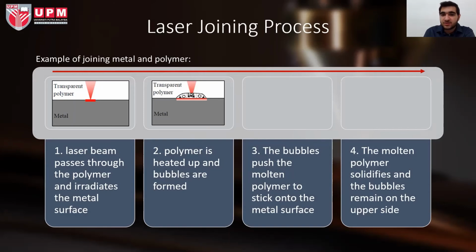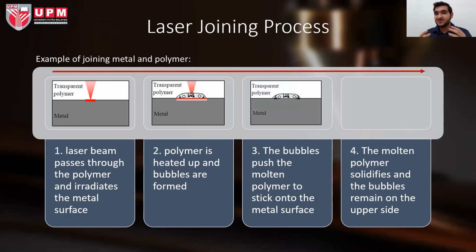So what do these bubbles actually do? After these bubbles are formed, we no longer need the laser. The laser device actually shuts down and the environment surrounding these two components starts to cool down. So these bubbles push the molten polymer to stick onto the metal surface, which is amazing. Now that bubble no longer has anything to heat it up, so the bubble starts to go away, and while it does that, it solidifies that polymer to the metal surface.